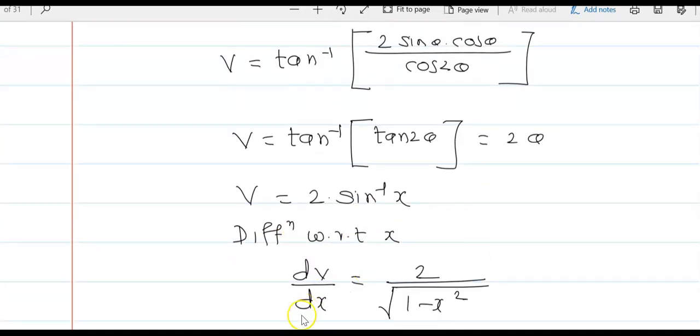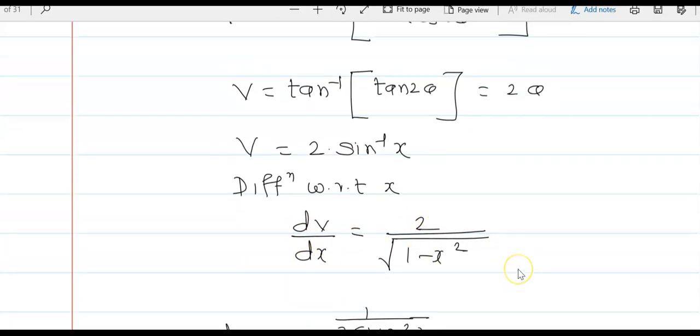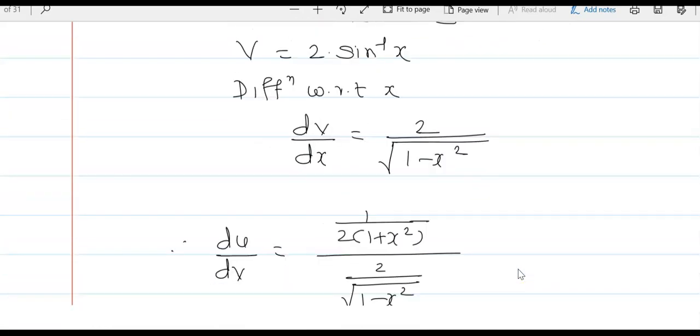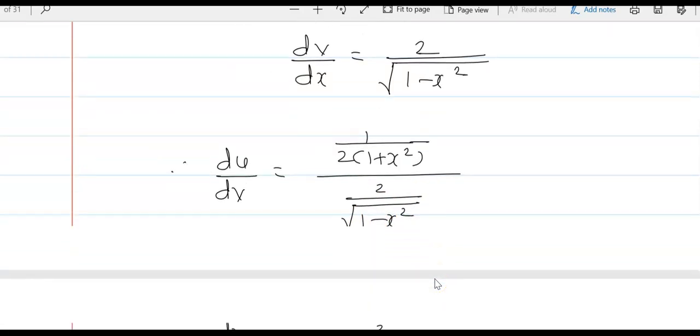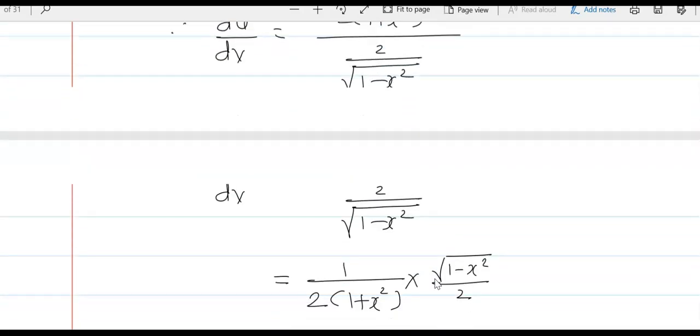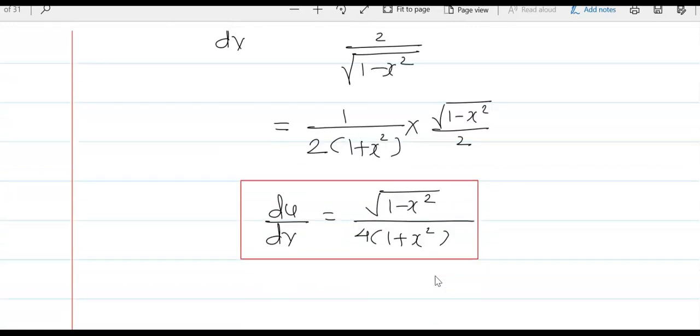And dv upon dx is 2 upon root of 1 minus x square. Therefore, du upon dv is equal to 1 upon 2 in bracket 1 plus x square upon 2 upon root of 1 minus x square. And that's why this is the du upon dv.